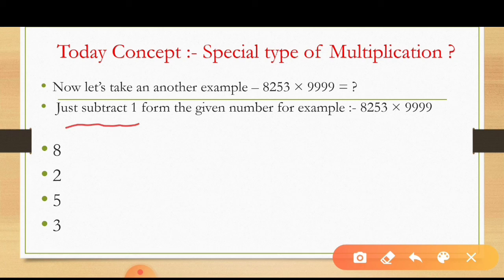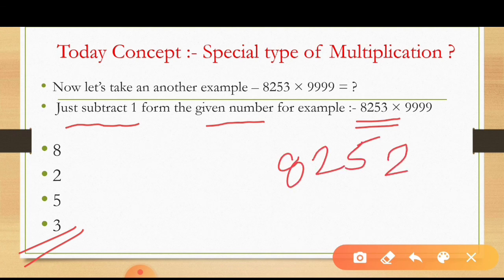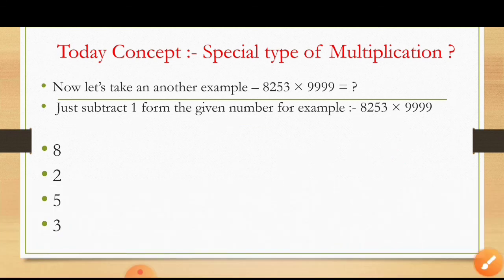Here the question is saying just subtract 1 from the given number. For example, here 8,253. But here I can't subtract the number and directly write the same digit. Here you have to write 8,252. I wrote it here directly for its brain power.